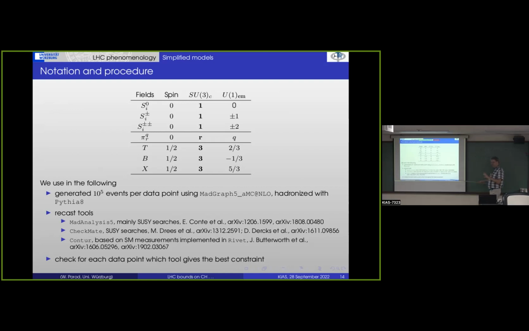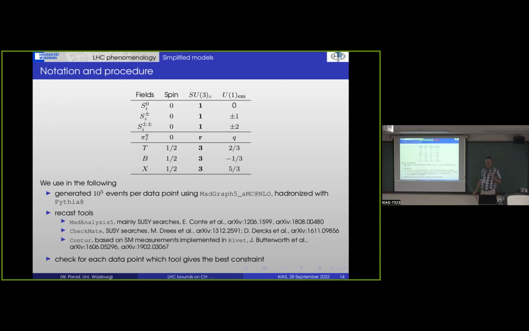So we used MadGraph to generate events. We used various recast tools like MadAnalysis, CheckMATE, Contur, and then we check for each data point which tool gives us the best constraint. That's the principal approach that we have here.